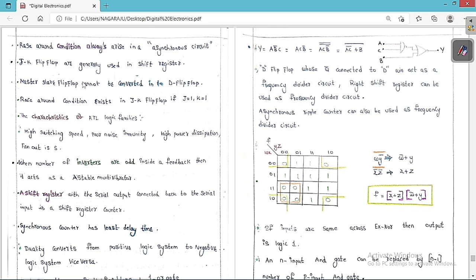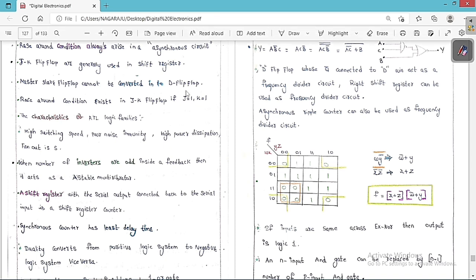So we can say master slave flip-flop and D flip-flop are different, and we cannot convert a master slave flip-flop to a D flip-flop.